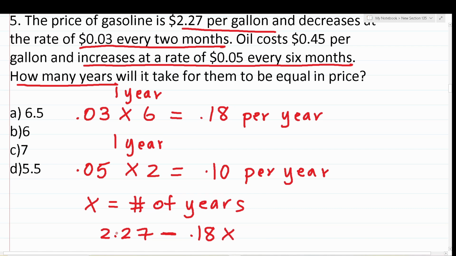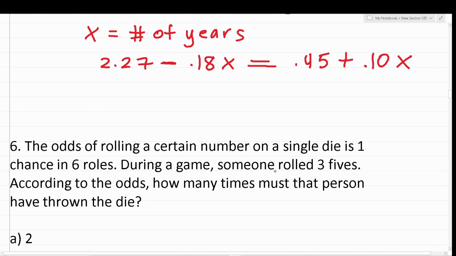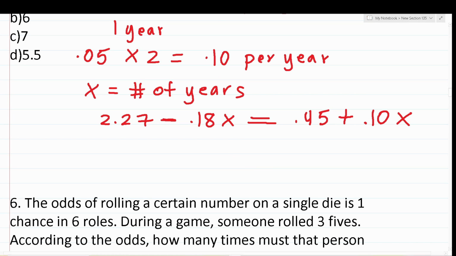And we want this price of gas to equal the price of oil. Again, oil is currently 45 cents per gallon, and it increases 5 cents every 6 months, which is the same thing as 10 cents per year. Well, increase means adds. And again, that's 10 cents per year. We don't know how many years it's going to take for these two things, the price of gas and the price of oil, to be equal. So we'll go ahead and plug in x there. So by solving this equation right here for x, and let me go ahead and move down to this next problem so we can have some more space here.